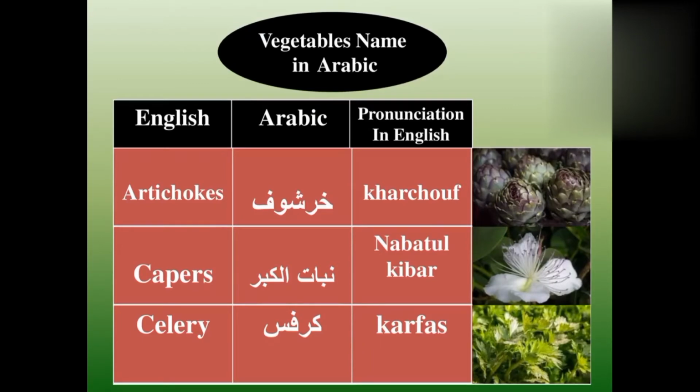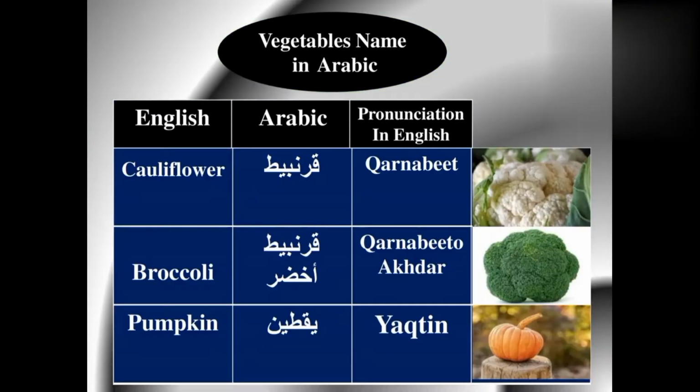So we will start from artichokes. For artichokes we use in Arabic kharshuf. Kharshuf means artichokes. Now see capers. For capers we use in Arabic nabatul kibar. Nabatul kibar means capers. Now see celery. For celery we use in Arabic karfas. Karfas means celery.